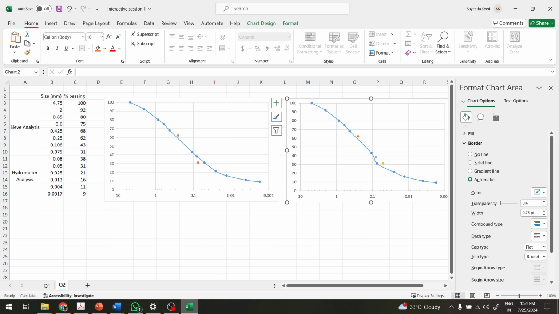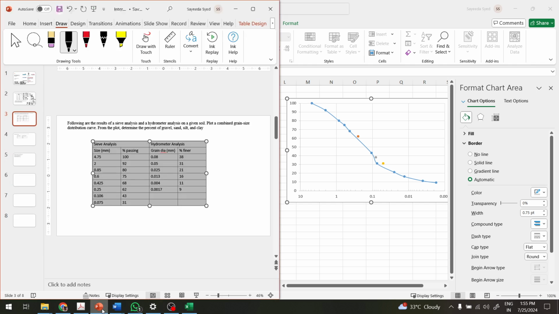So what's the next part of the question? Definitely we've drawn the curve. Let's stick with this curve. This seems better than this, and it has only two outlier values. Let's stick with this. So, plot a combined grain size distribution curve. We did that, and from the plot determine the percentage of gravel, sand, silt, and clay. So how do we do that?